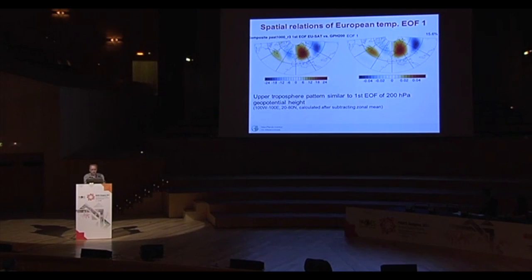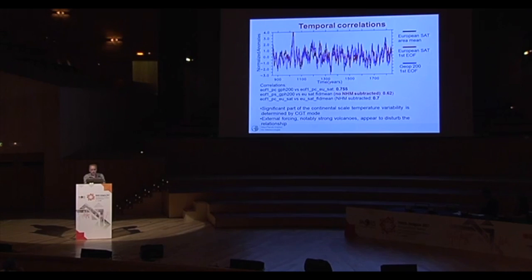So we see the pattern that we get here in connection with the European temperature, and this wave train pattern is quite similar, and so we can therefore say that this determines quite a bit of spatial variability and spatial covariability over the continent. The temporal correlations shown here in black is just the temperature area mean, and then we have the first EOF of the geopotential. So they are, of course, quite significantly correlated.